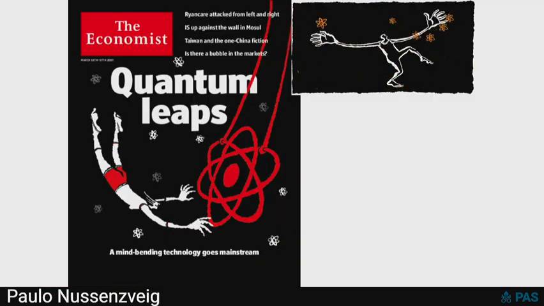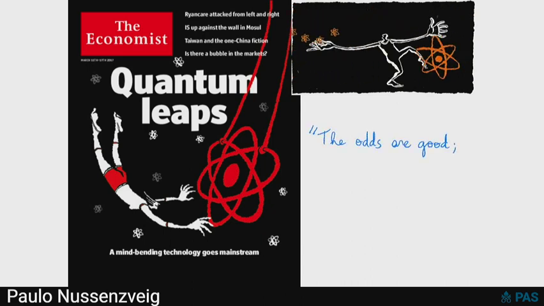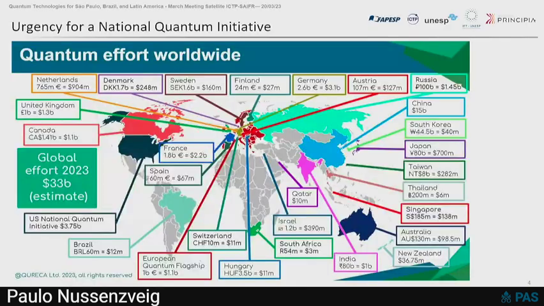Now, a few years ago, you may have seen this special number of The Economist on quantum leaps. There's one sentence that really stuck with me. This was in 2017, so 6 years ago. The community thought the odds are good, but the goods are odd.